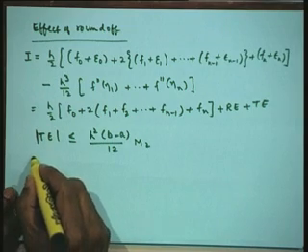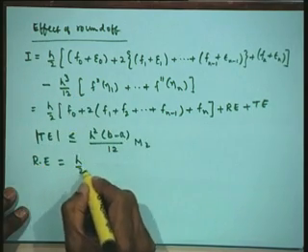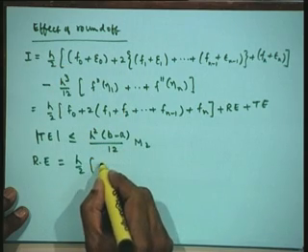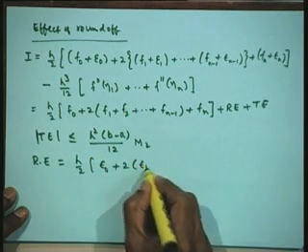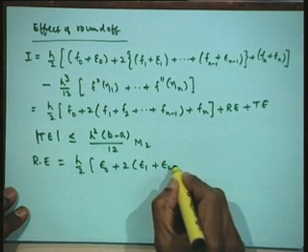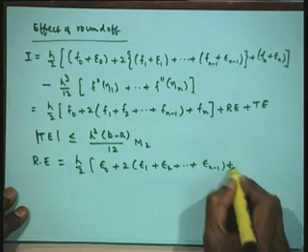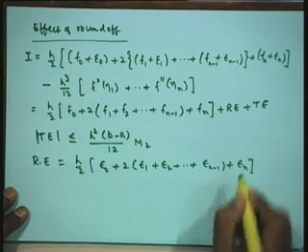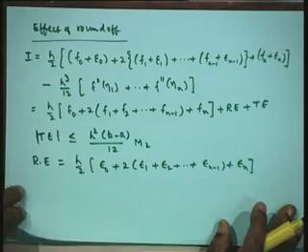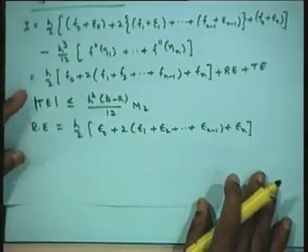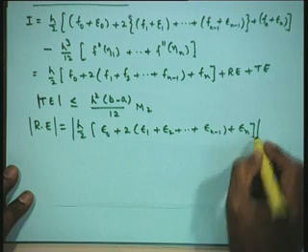Now let us write down the roundoff error. The roundoff error is h by 2, outside h by 2 I have epsilon0 plus 2 times epsilon1, epsilon2, and so on, epsilon n minus 1, plus epsilon n. This is our roundoff error from here. Now let us write down its magnitude also.